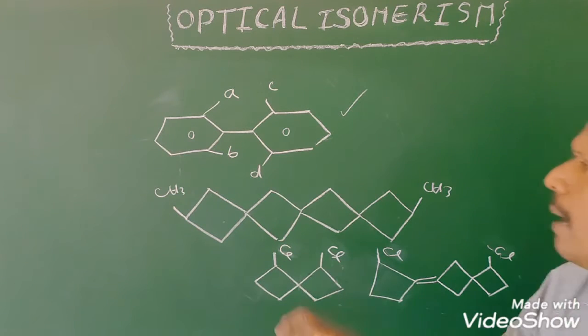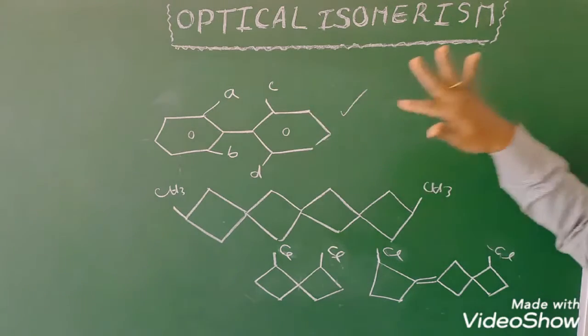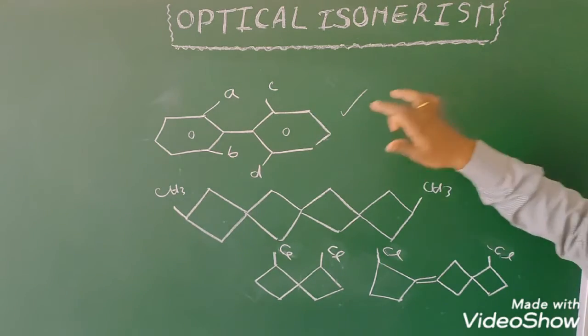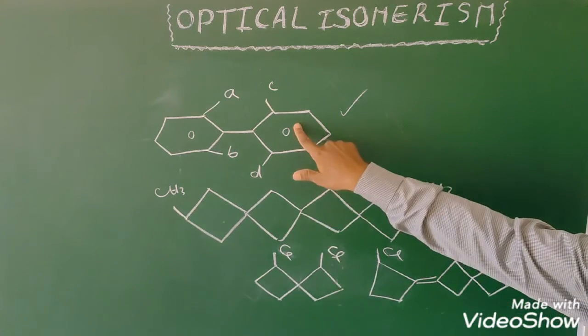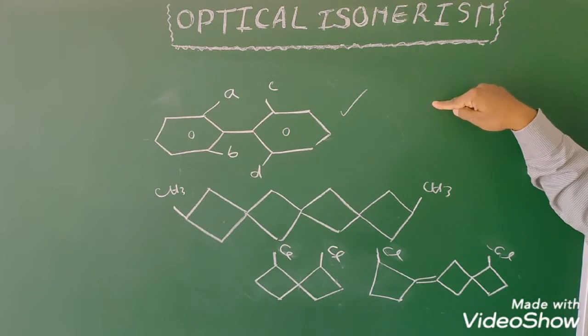That means the compounds in which the plane of symmetry and center of symmetry are absent are optically active and have a mirror image. This compound and its mirror image are known as an enantiomeric pair. If this compound rotates the plane of polarized light clockwise, its mirror image rotates the plane of polarized light anti-clockwise.